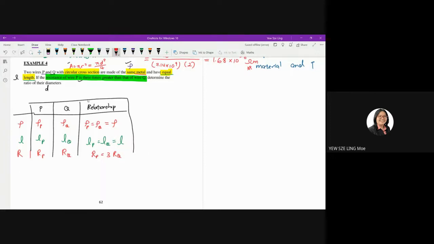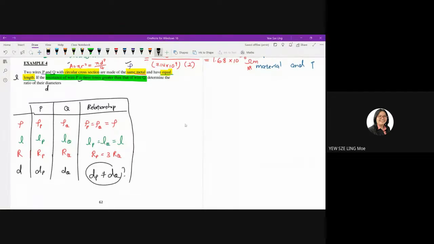And then what else? We want to determine the ratio of the diameter. Let's see, ratio of diameter, what does it mean? It means we should have D in our equations. D for P, D for Q. Their relationship, what we do know is that dP is not equal to dQ. And now we want to find the ratio. So what is the ratio?